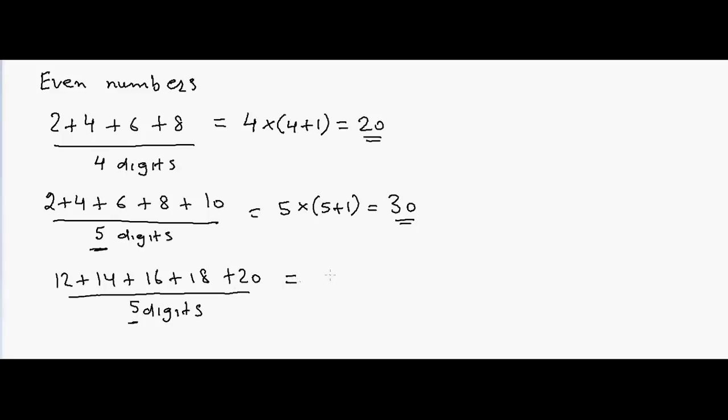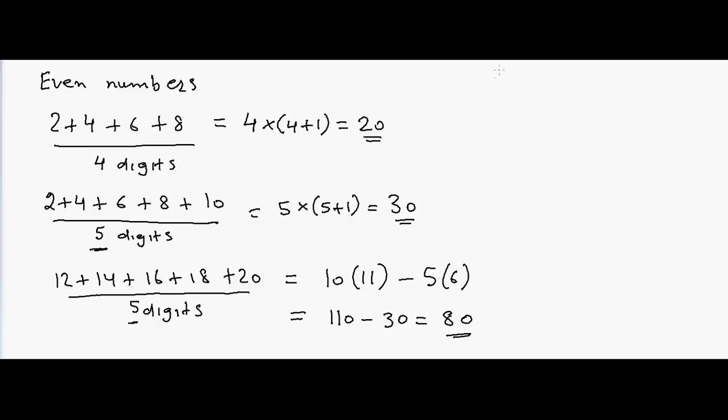So the total number of digits is 10, so I'll say 10 into 11 minus, because I don't want 2 4 6 8 and 10 in the series, I'll subtract these from it, so it's 5 into 6. So that will give me 110 minus 30, that is 80, so that will be my answer. So this is a trick for even numbers.